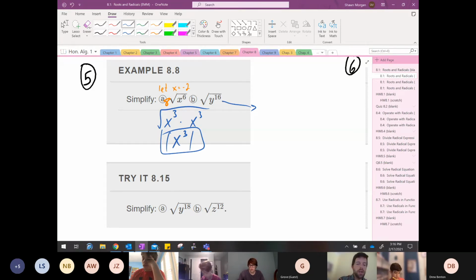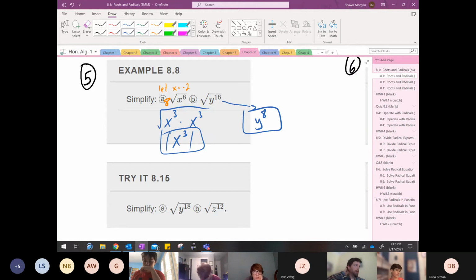All right, sweet. John, how would you want to split up y to the 16th? Y to the 8th times y to the 8th. Yeah, very good. So the square root of y to the 16th would be y to the 8th, because that's the expression that when multiplied by itself would give me y to the 16th.